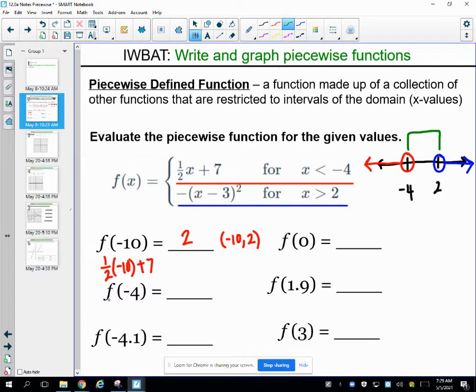-4, so if we're evaluating the function at -4, remember -4 is not less than -4, so it's not going to go into the red function, and it's definitely not bigger than 2, so this is actually undefined. Okay, so -4 will not plug into either. -4.1 is smaller than -4, so that one will plug into our red function. So we'll do half of -4.1 plus 7, which is going to give us 4.95.